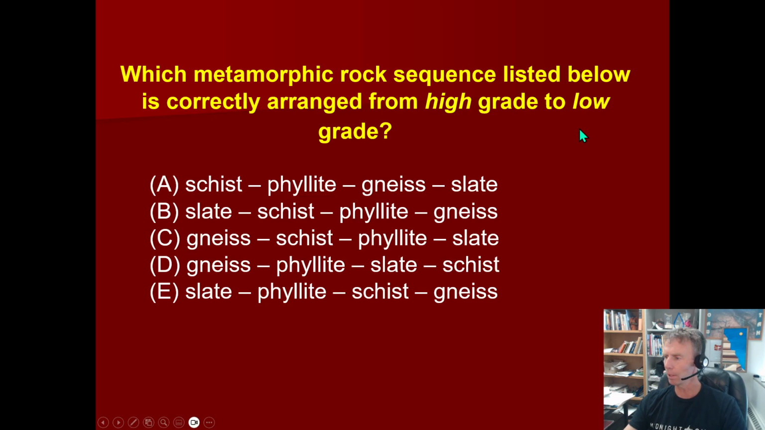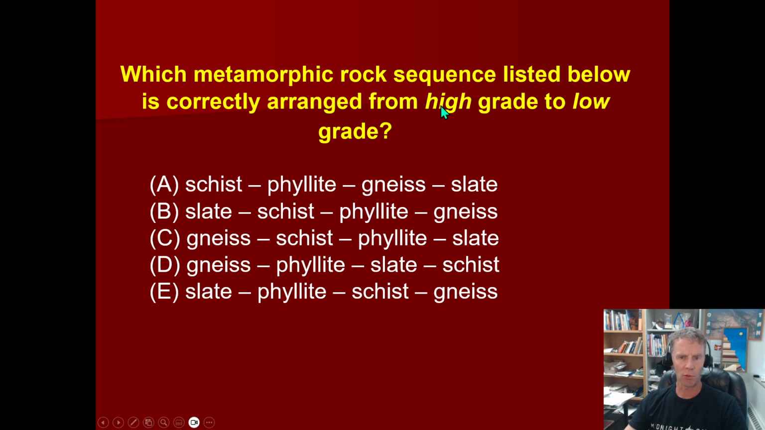All right, let's do a couple of quiz questions here to round out this episode. So this question here: which metamorphic rock sequence listed below is correctly arranged from high grade to low grade? So look at the 5 lists there, and go ahead and pause the video if you need to.